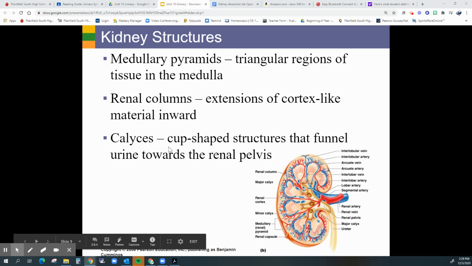Then the calyces are these little cup-shaped structures at the end of the renal pelvises. You can see these upside-down U-shaped structures right here. Those are the calyces. All of this is designed to pump blood in. Here's the artery coming in. The artery forces blood to the outer portion of the kidney, and the kidney filters it and puts it back into the venous system so it can leave. Anything that was filtered out funnels toward this pelvic region so it can leave via the ureter.